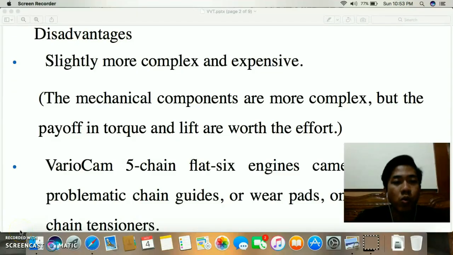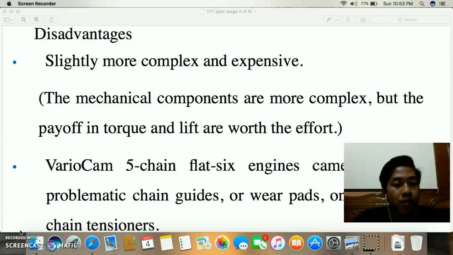So next, we will present the advantages of Variocam for Porsche. The first point is that it is slightly more complex and expensive. As we know, the mechanical components are more complex, but they pay off in torque and lift hours the effects.